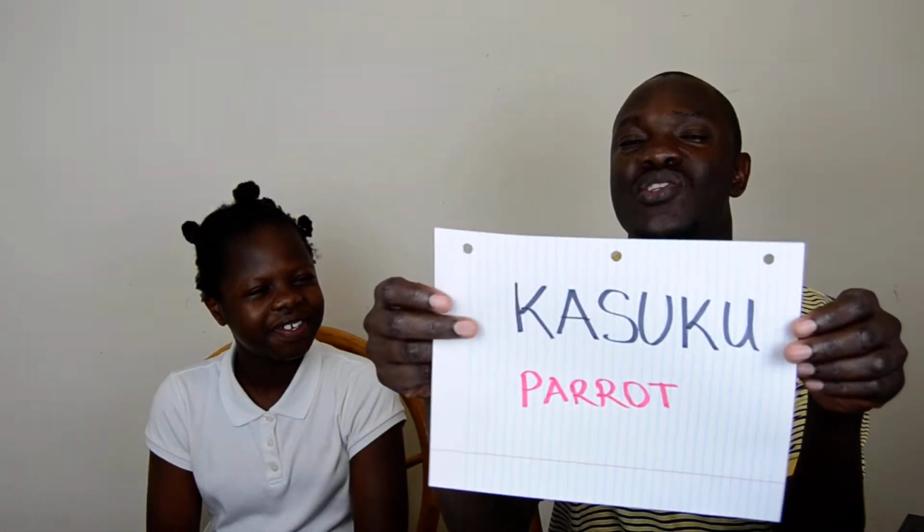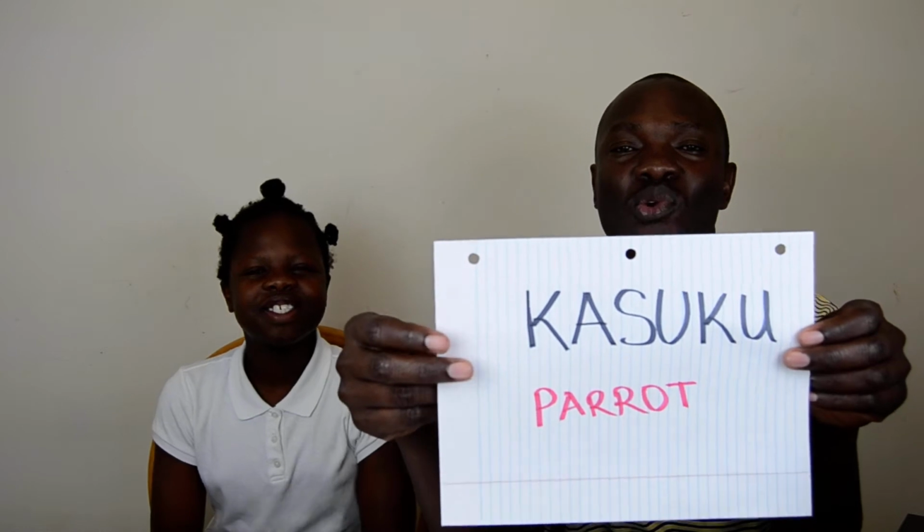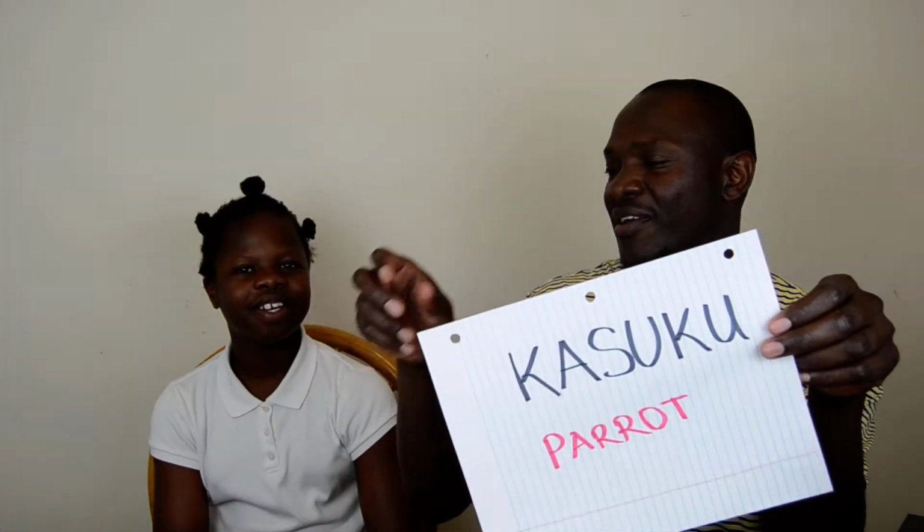KASUKU. The last one is KASUKU. You can go and control the camera. KASUKU is the last one. And KASUKU is a parrot.